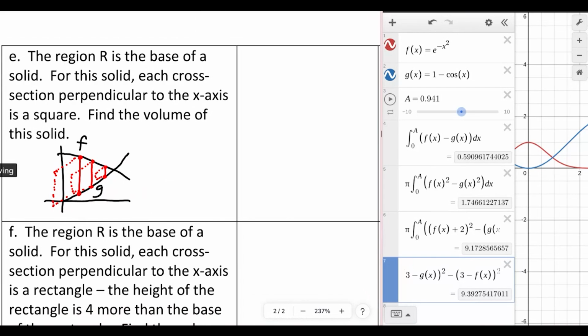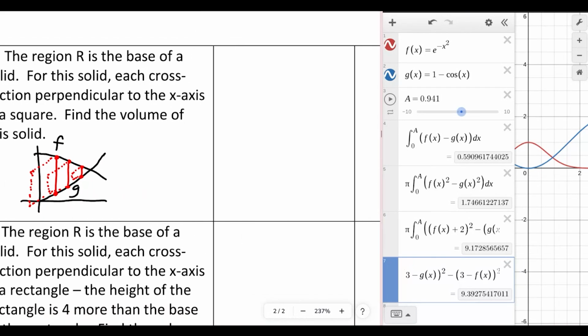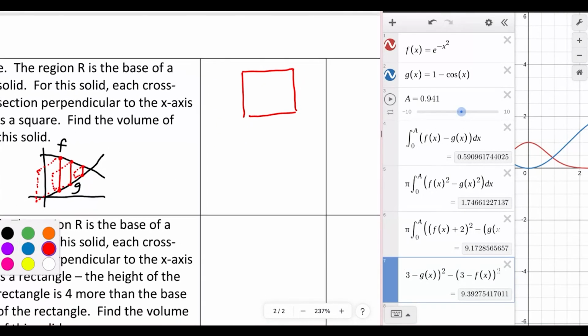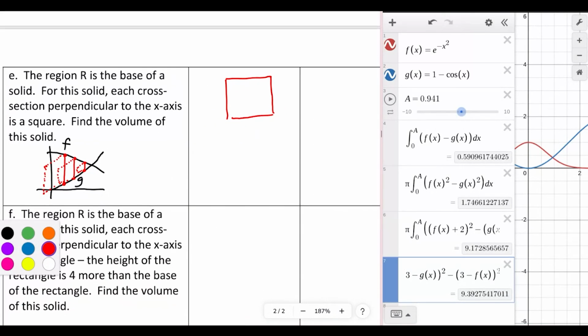So how do we compute that side length though? We know our cross section is a square. First of all, how do we find the area of a square? The base is the same as the height, right? So it's just whatever the side length is squared. But what is the side length going to be? How do I find this side length? What's the distance between the point on f and the point on g?